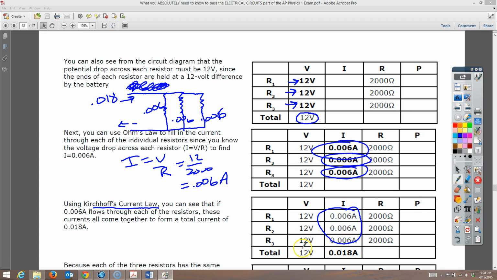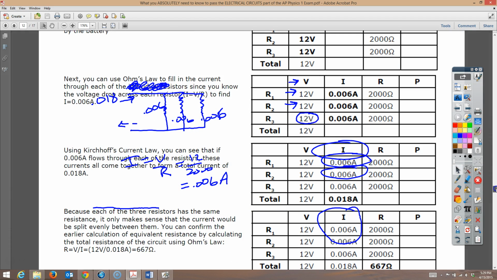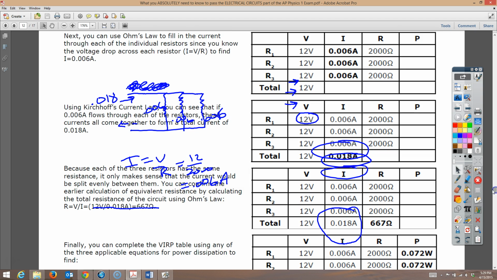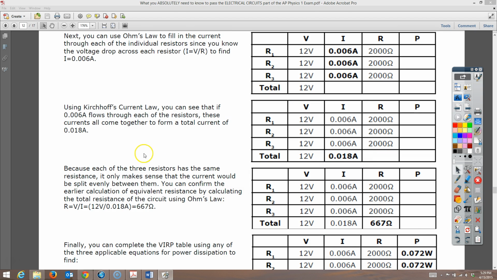Now that we know the voltage and we know the current, we can find out what the total resistance is. There's two ways to do it. We could do it the way we did earlier, or because now we have voltage and current, we can say R is equal to V over I. Our V is 12, our I is 0.018, and when you divide those two, you get the same answer we got before, which is 667 ohms.